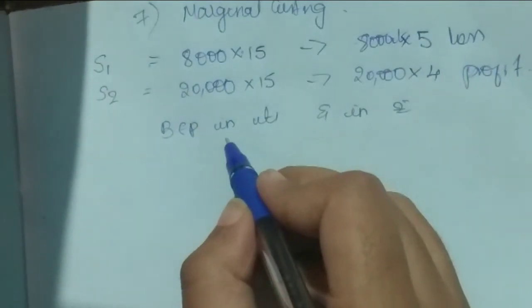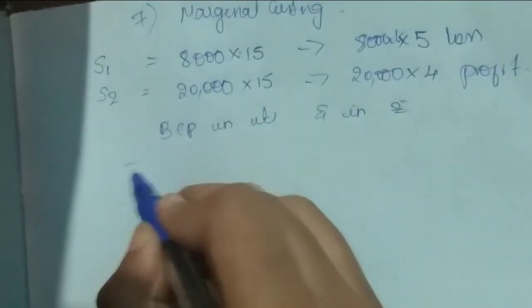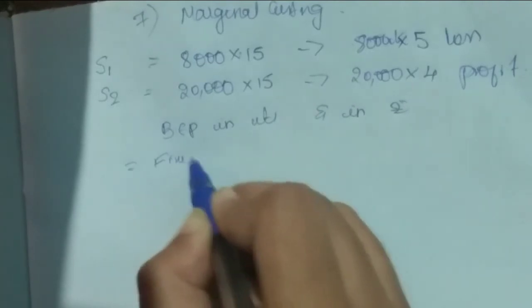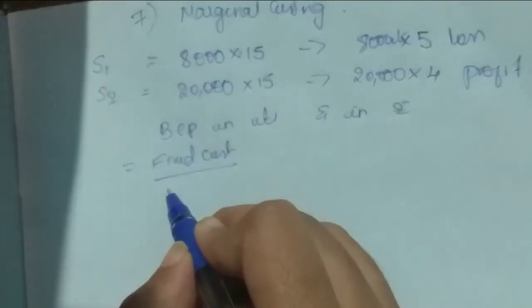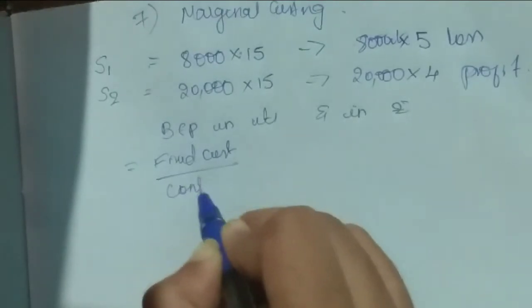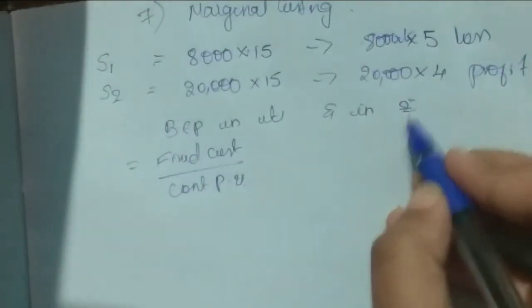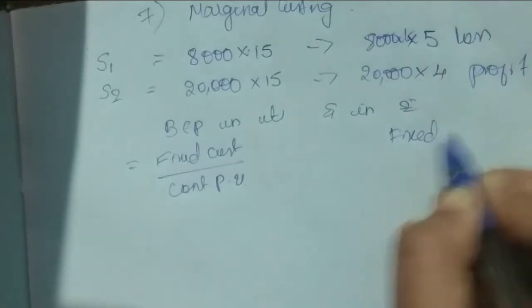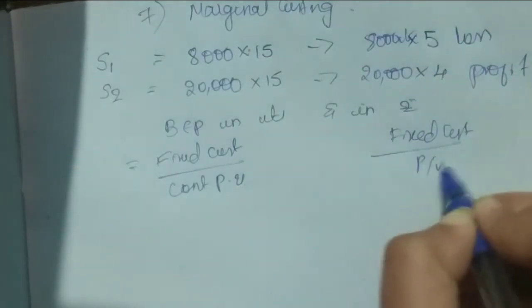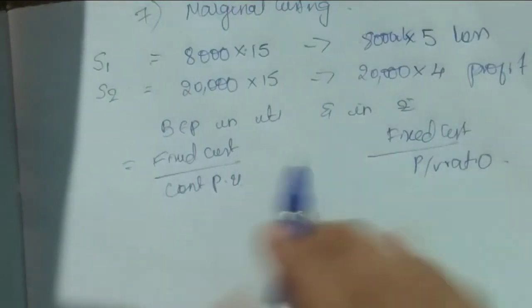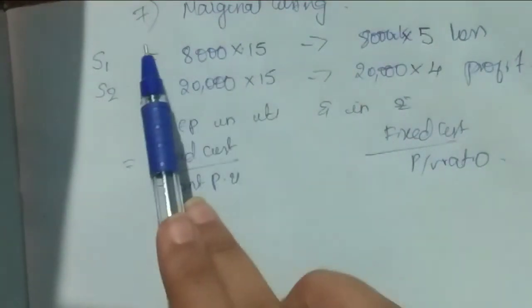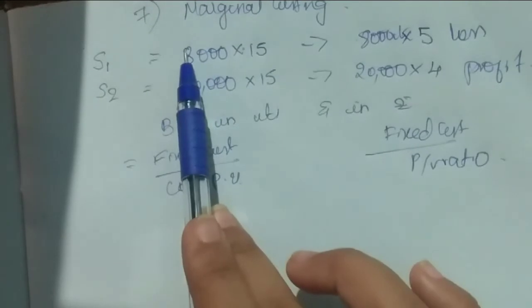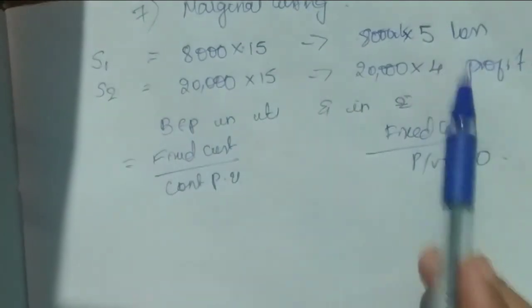So what is the formula for BEP in units? BEP in units is equal to fixed cost divided by contribution per unit, and in rupees, fixed cost divided by PV ratio. Now we need fixed cost. So what is available with us? Sales is available with us, and profit or loss.